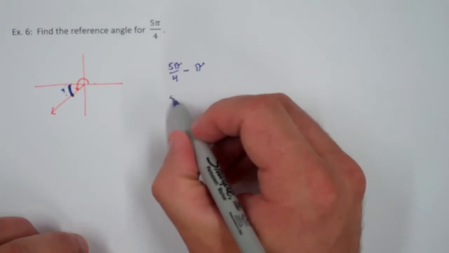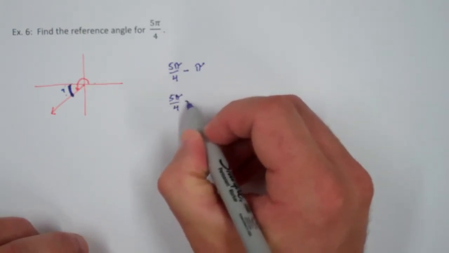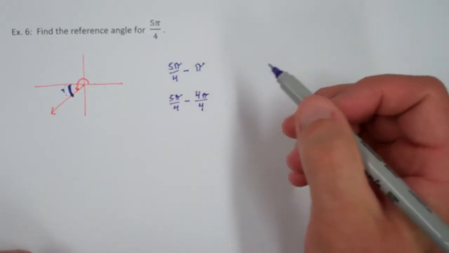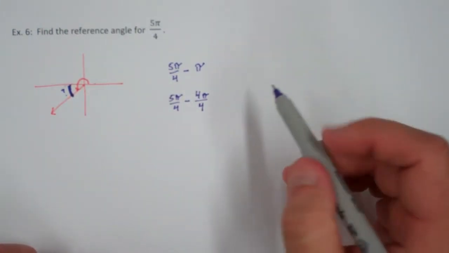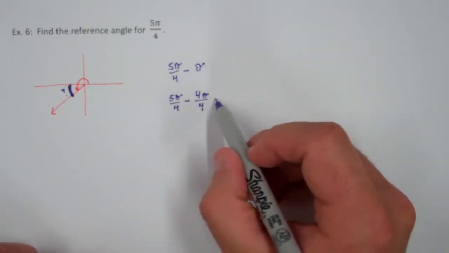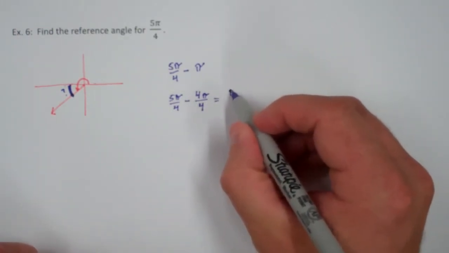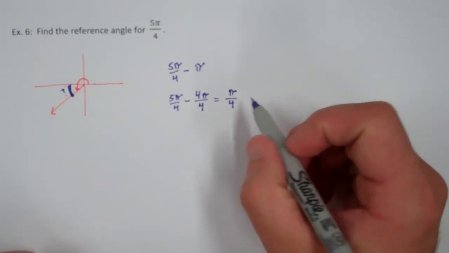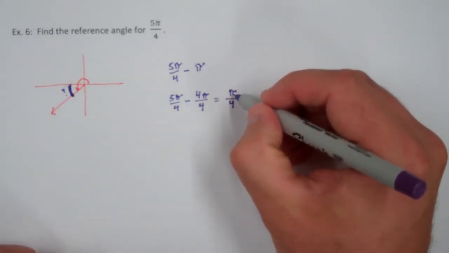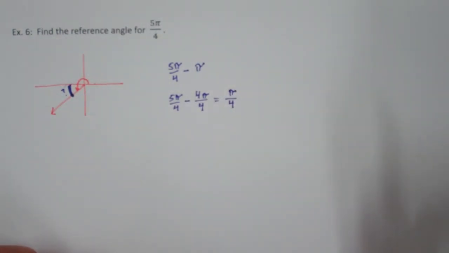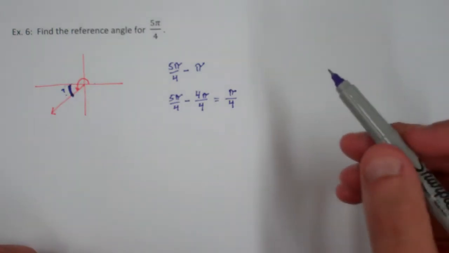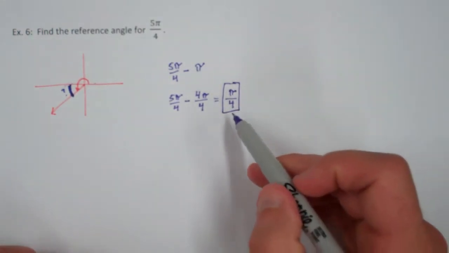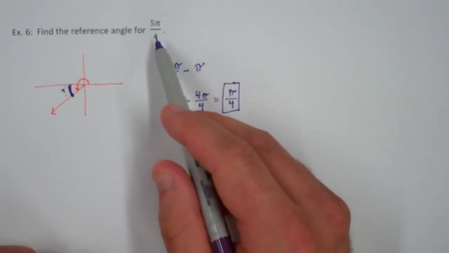Remember, when you're adding or subtracting fractions though, you need to have a common denominator, so we're going to change this pi into 4 pi over 4, not changing its value, but just changing the way it looks. Then we can do 5 pi minus 4 pi, which is pi, and then we'll have a common denominator here of 4. This angle is definitely between 0 and pi over 2, or 0 and 90 degrees. It's 45 degrees. This is the reference angle for 5 pi over 4.